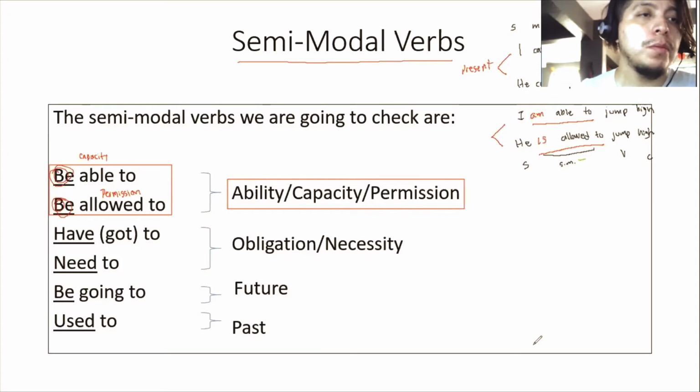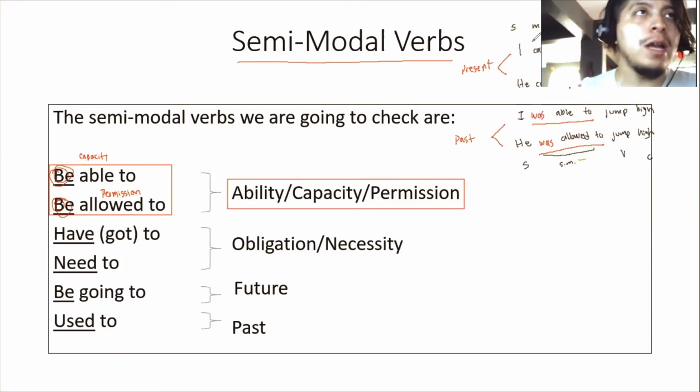So for example, if I want to make a sentence in the past, what do I do? The verb to be right here is conjugated in the present. Now I need to conjugate it in the past. In the past, we can say I was or he was. Remember, the verb to be in the past can be was or were. In the case of the first and the third person of the singular, you use was. I was able to jump high, he was allowed to jump high. You are saying that in the past, you had the capacity or you had the permission to jump high.